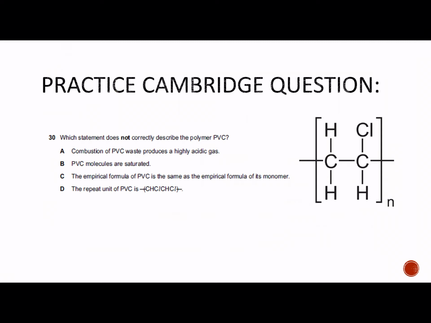All right, so which statement does not correctly describe the use of the polymer PVC? If you need to rewatch, you can, and I went ahead and included the structure of the molecule here for you.